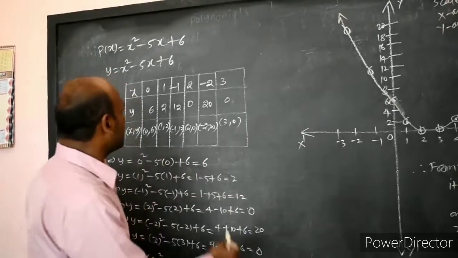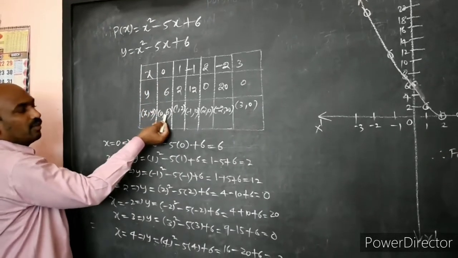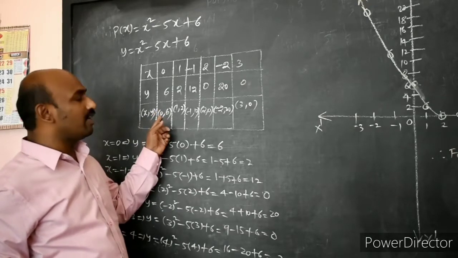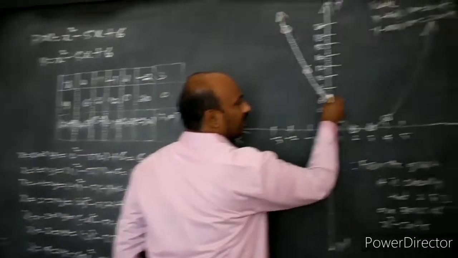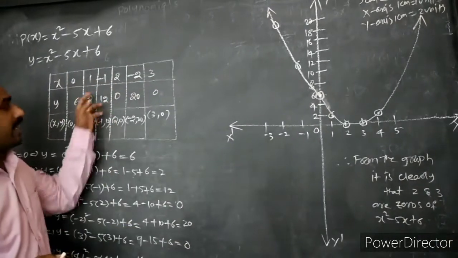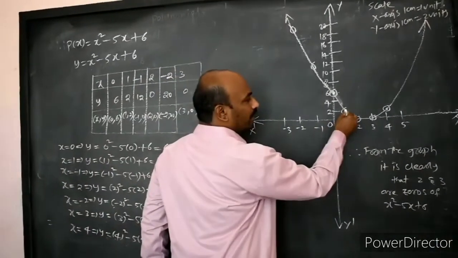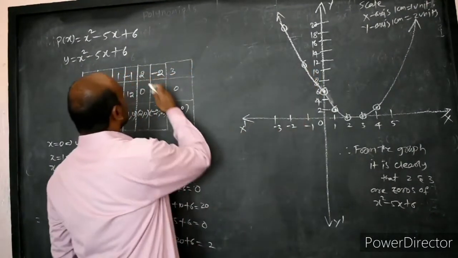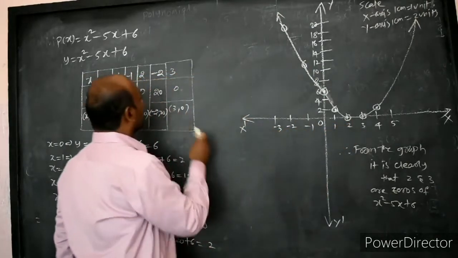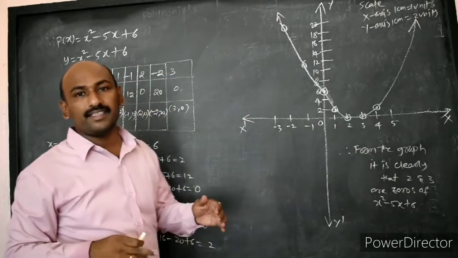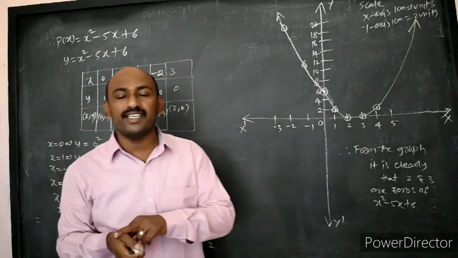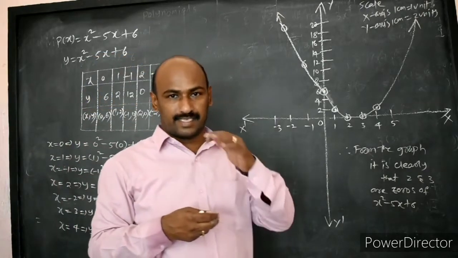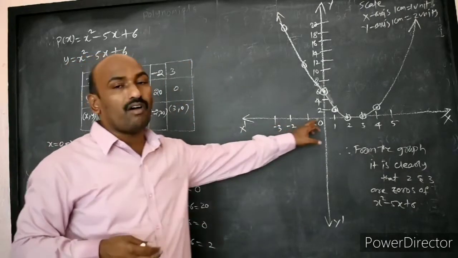Then if you plot all the points, the first point, x value 0, y value 6, means this point lies on the y axis. Why? Because x value is 0. On the y axis where it is 6, we can mark the point 0 comma 6. The next point is 1 comma 2: x is 1, y value 2, mark this point. X is minus 1, y is 12, and x is 2, y is 0, means on the x axis. Y is 0 means x axis. We already studied that if the x coordinate is 0, the point lies on the y axis. If the y coordinate is 0, then the point lies on the x axis. If both are 0, the point lies on the origin.